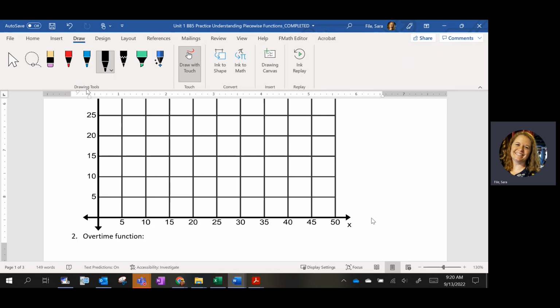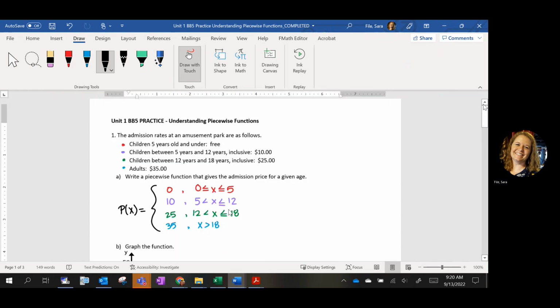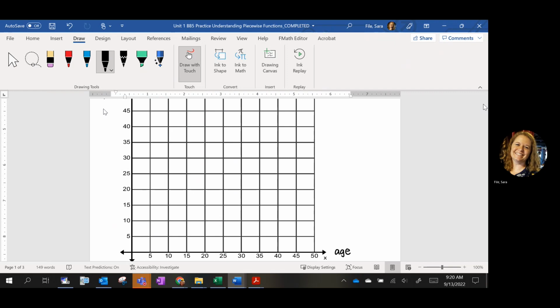Let's label. Okay, so this is the age. Okay, the age is independent. Okay, our y-axis here, I'll zoom out so we can see all of that at once, is the price. All right, so the price is 0 if the kids are age 0 to 5. So just a constant there.